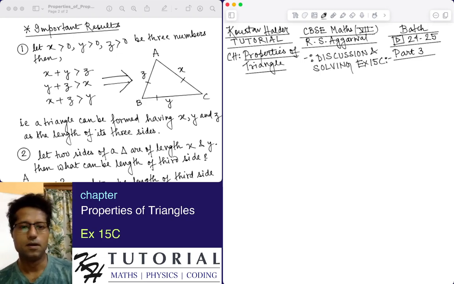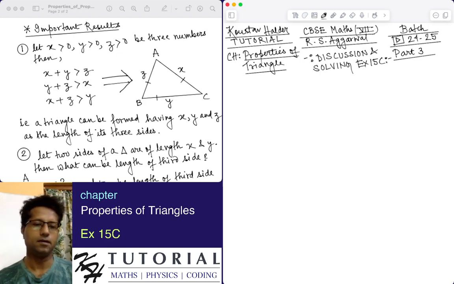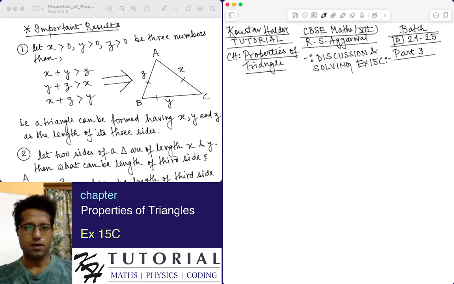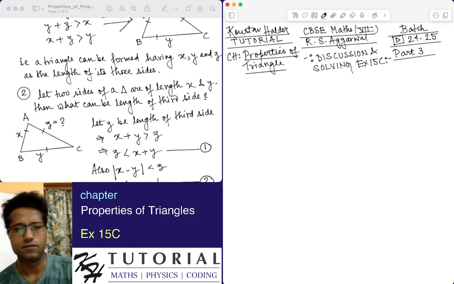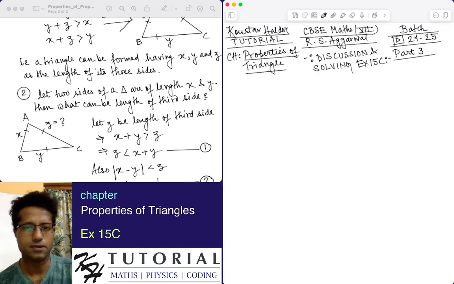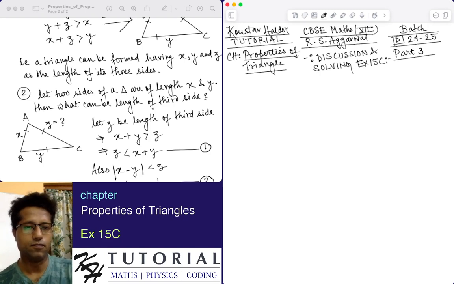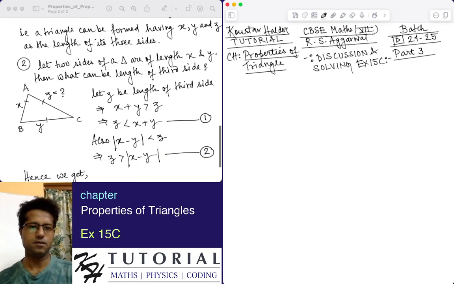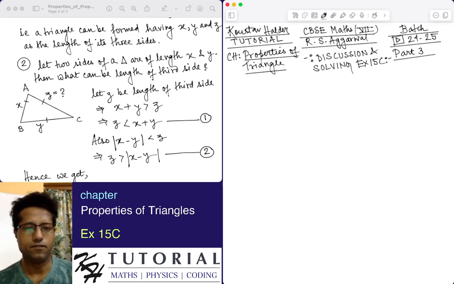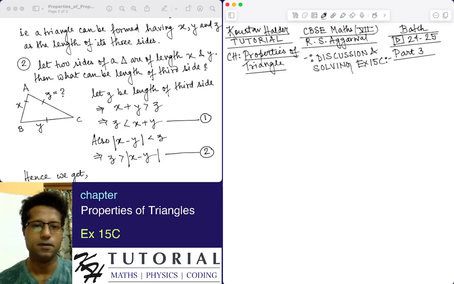This is an important result following the main triangle inequality. Now, another result is that if the lengths of two sides of a triangle are given, let's say the lengths are x and y, then what can be the length of the third side? So in the notes you can see, in the triangle ABC the lengths of the sides AB and BC are given to be x and y, and if we assume that the length of the third side is z, then what can its value be?